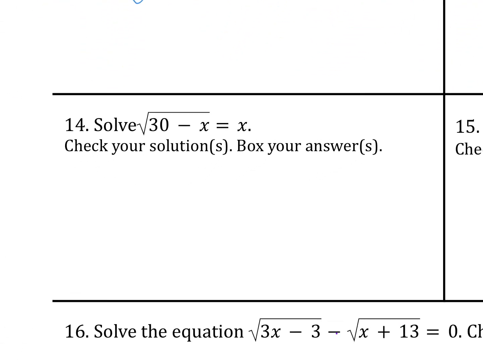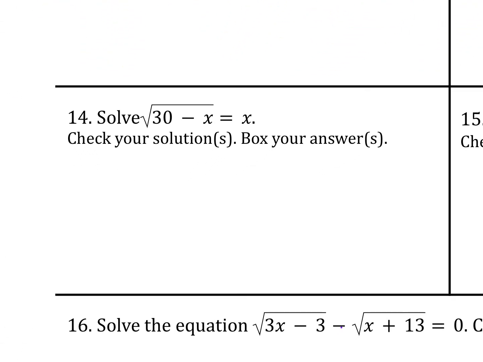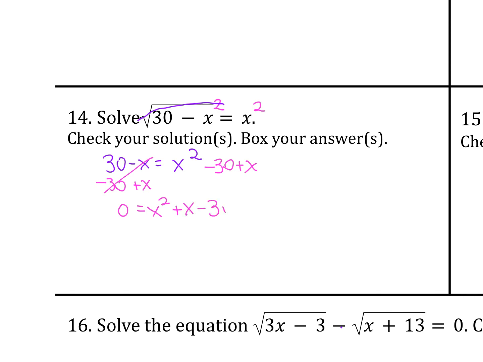So next, let me do number 14. So here we have a square root and an x. So we want to be able to get rid of the square root. To get rid of it, we're going to square both sides. So that gets rid of the square root. So we have 30 minus x equals x squared. Now remember, with a quadratic, you need to set it equal to 0 in order to solve. So we're going to subtract 30 and add x to both sides, and then write it in standard form. So you have x squared plus x minus 30.